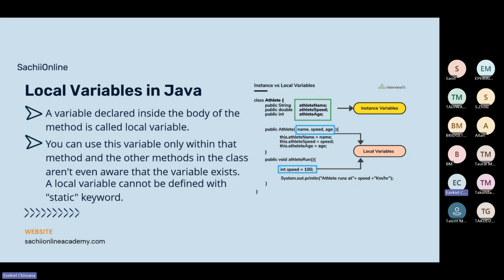So if you declare your variable inside a method or inside a function, we call it a local variable. Why? Because it is only available within that method or within that function. If you go out of that, you cannot use it, right? So maybe to make it easier, let me just have a simple program where I'll be explaining local variables.